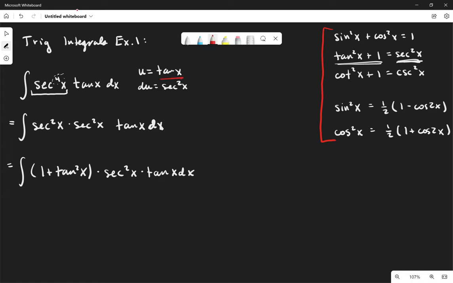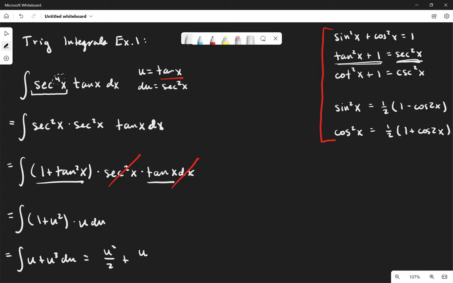And so now I can do the u sub. This secant squared x is going to go away, and I'm left with 1 plus u squared times u du. This is the integral of u plus u cubed. That's just distributing. I do my power rule. Sorry, not fifth. U to the fourth. And that's it.